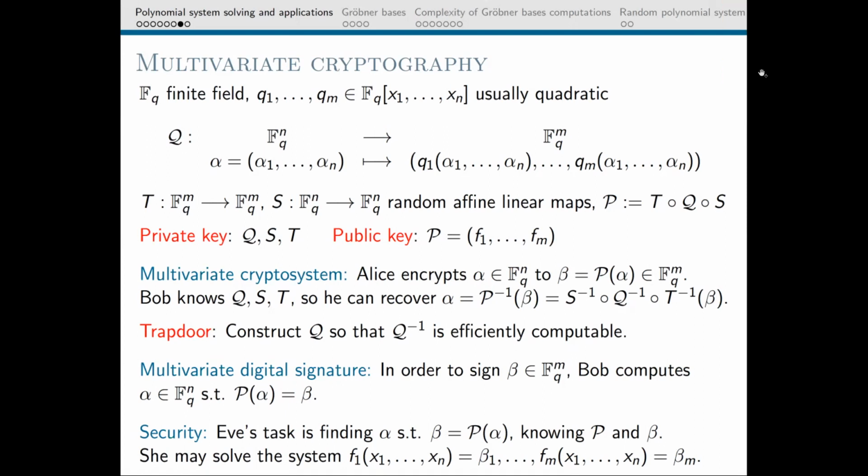Sorry, please. In constructing the private key, can the private key and the public key be identical?